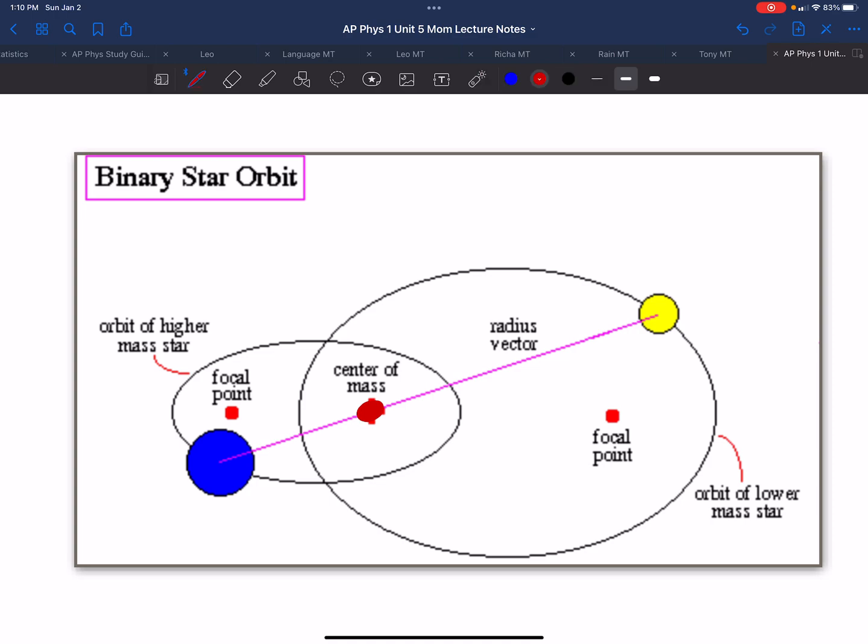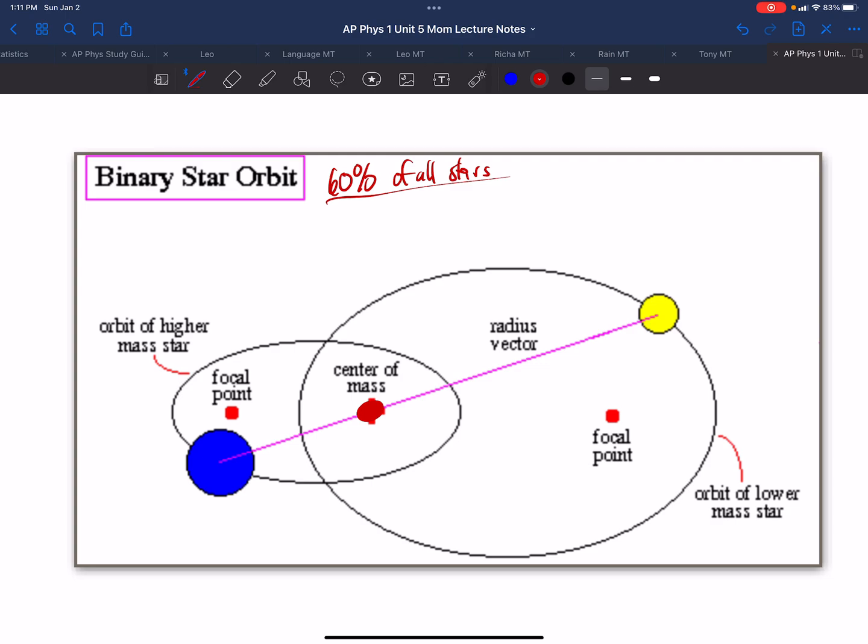Now, it turns out binary stars are about 60% of all stars. Just sort of a fun fact here. So when we look up in the sky and we see stars, about 60% of them are actually double stars. Our sun, a single star, is actually a rarity. It's nowhere near as prevalent to find a single star as there is a binary star.